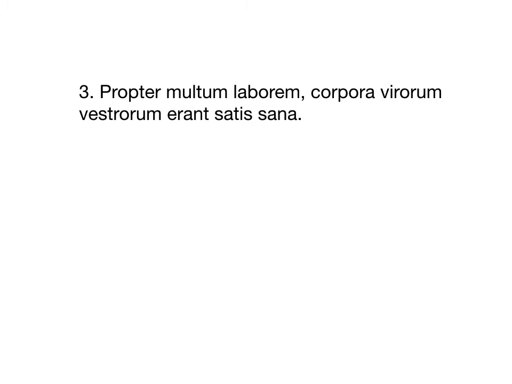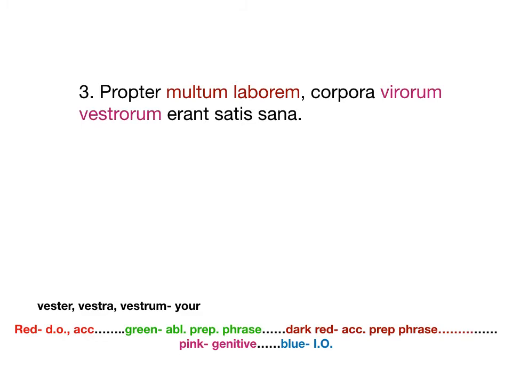But so we have propter multum laborum, corpora virorum vestrorum errant satis sana. Okay, the big thing I think you guys would have trouble with is thinking, what is vestrorum? It's an adjective we haven't seen that much. It's from vester, vestra, vestrum. It means your. So it's the plural, second person, personal adjective. It's basically the plural version of tuus, tua, tuum, which just means your, as in a single your.